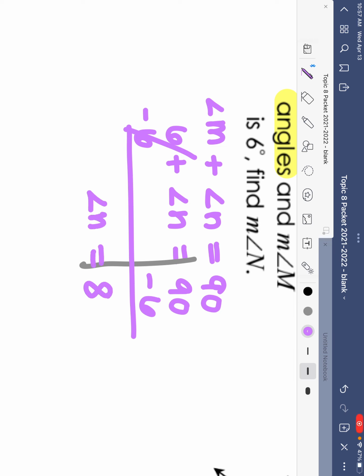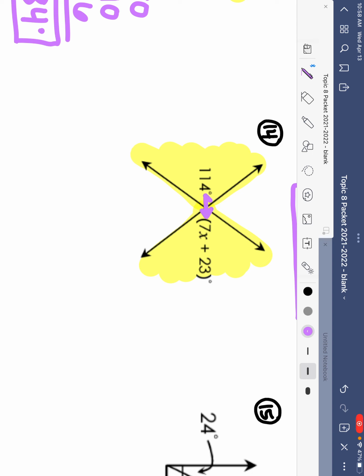So now our directions changed a little bit. If we go back up to the top, it says for numbers 14 through 17, find the value of x. And if you look closely at 14 through 17, I have variable expressions in some of these, okay? So let's look at number 14. So we're concerned about this angle here that measures 114 degrees, and this angle here that measures 7x plus 23 degrees. Now what I notice is that these angles are directly across from each other.